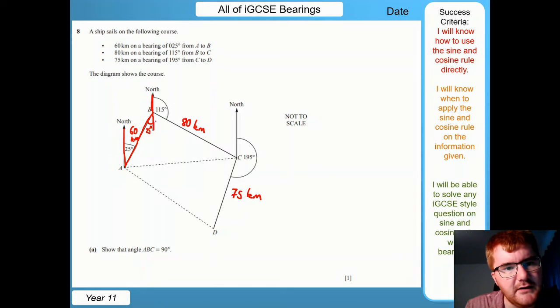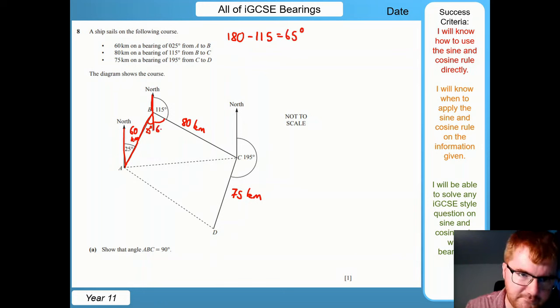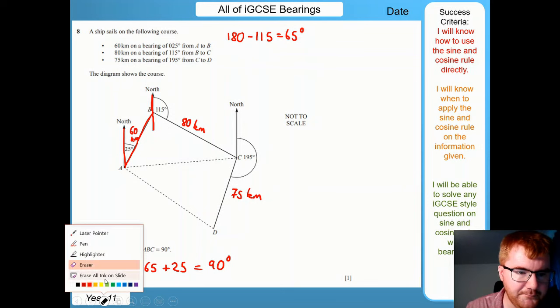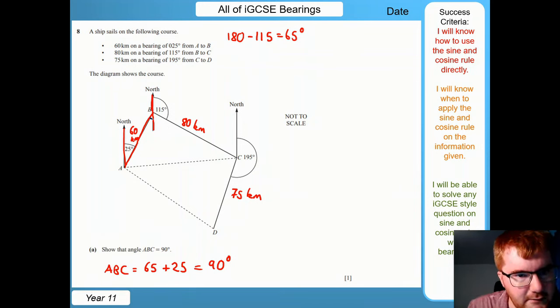Notice that angles on a straight line, because this is a straight line, the north line, add up to 180. So to work out this angle here, we do 180 minus 115. That gives us 65 degrees. You'll probably see the answer here. So angle ABC is equal to 65 plus 25, which is equal to 90 degrees. So that allows us to know here that this is a 90 degree angle. I'm going to rub this out because we need that later on. I'll just put myself a right angle in here, so we can do the next part of the question.